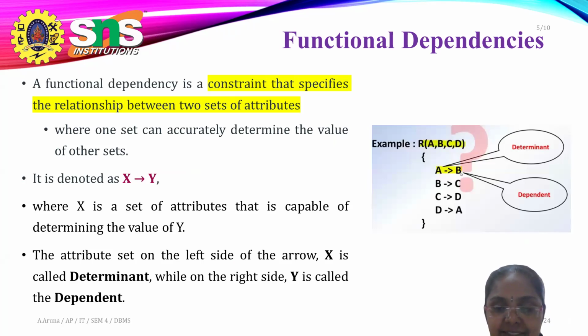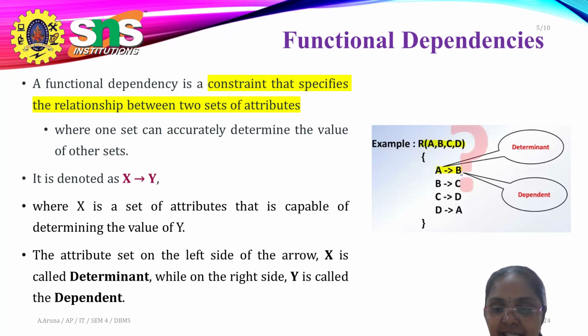For example, consider a relation R containing 4 attributes A, B, C, D. A can identify the B value, B can identify the C value, C can identify the D value, D can identify the A value. Those on the LHS side are the determinant. Those on the right side are the dependent. If the determinant can always identify the dependent value, that is a valid dependency. If not, we call it an invalid dependency.